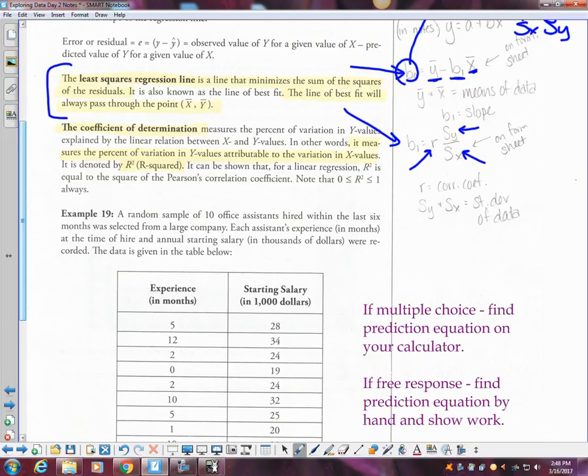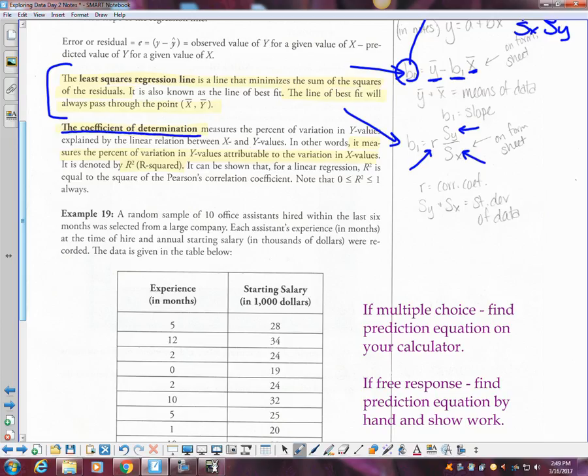The line of best fit will always pass through the average of the x's, comma, the average of the y's. It will always pass through x bar, y bar. That will always be an exact point on your regression line, on your line of best fit.